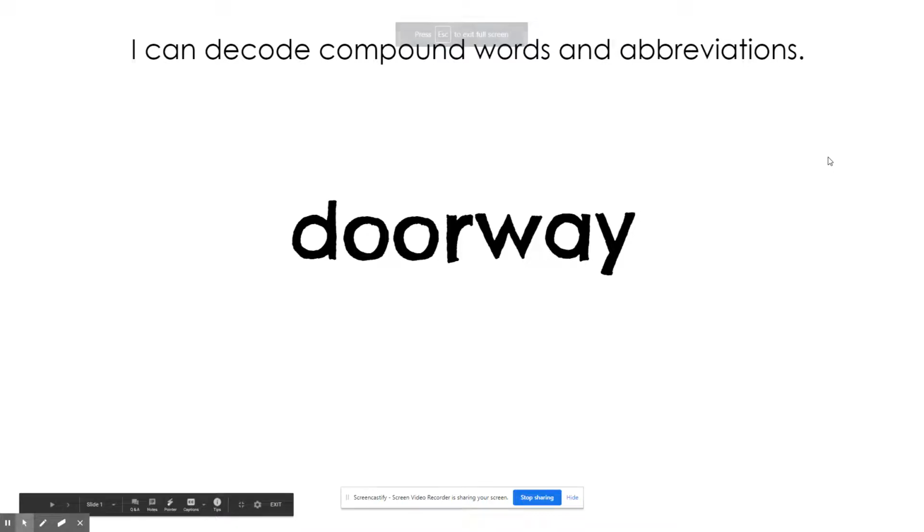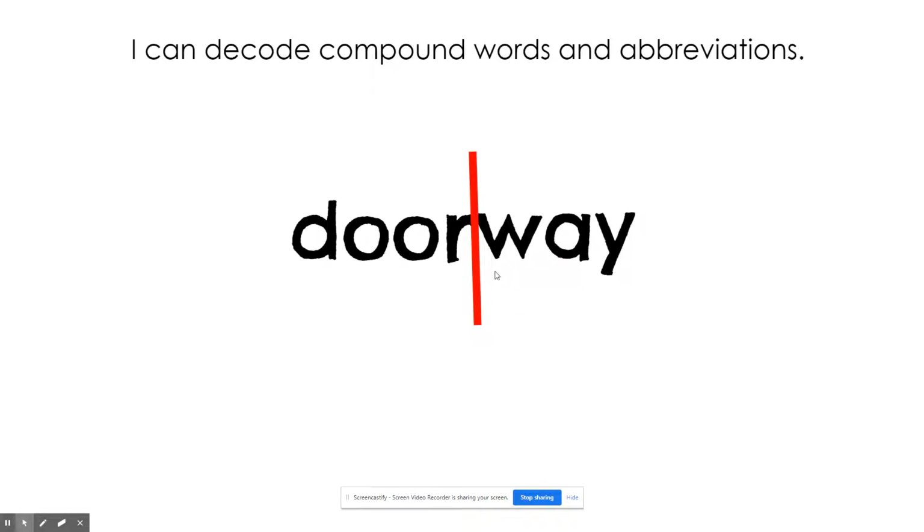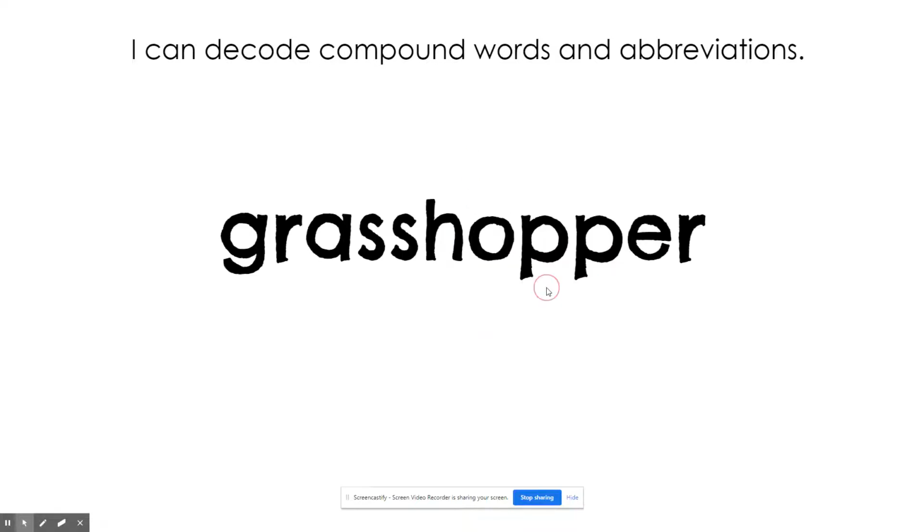Okay guys, today we're going to talk about compound words and abbreviations. Remember that a compound word is two smaller words that I can push together to form a bigger word. Take for example this word doorway. If I break it apart, I get the words door and way. Let's look at an example of a little bit bigger word.